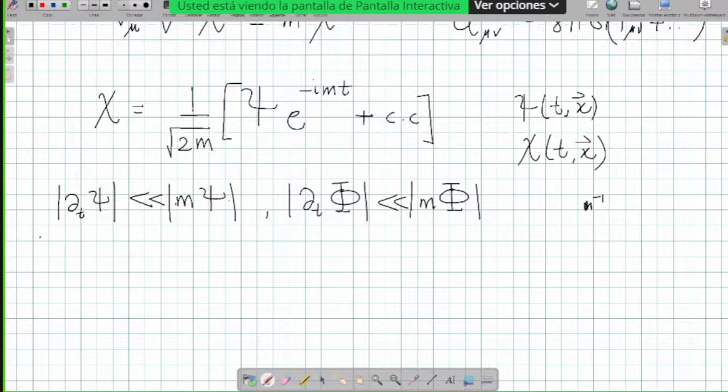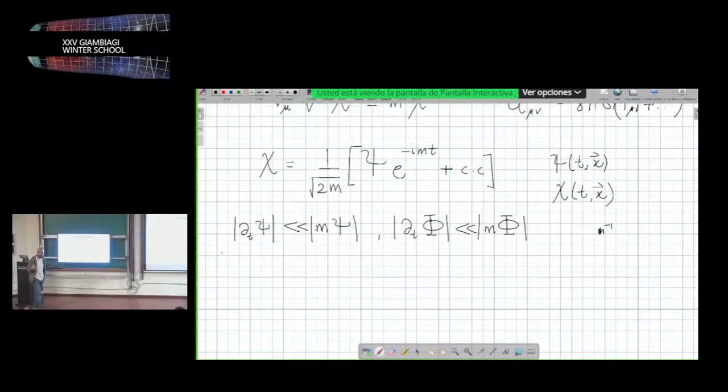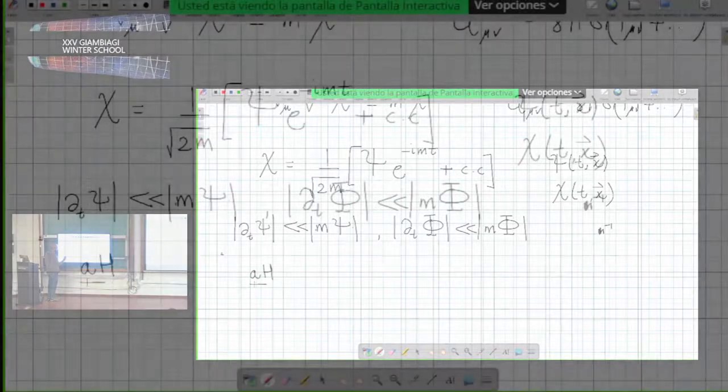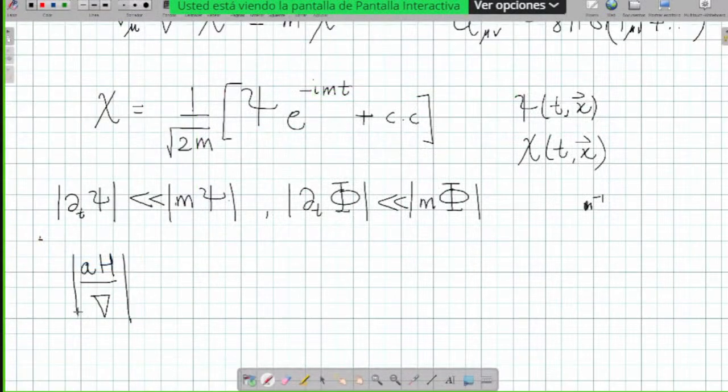What else am I going to do? Well, most of the things I want to deal with are on sub-horizon scales. Notice the power spectrum, at least the part that we cared about, was on the sub-horizon scale. So I'm also going to make an approximation that the scales of interest are sub-horizon. A way of saying this is that for things like gradients, this quantity is much smaller than unity. So a gradient can be replaced by a k in Fourier space. So this is what it means to be sub-horizon.